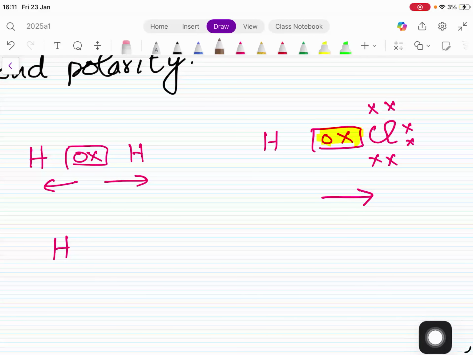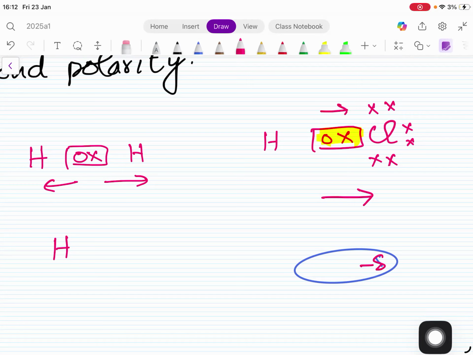Now, please mind this difference. It's not about the bond. It's the molecule that is formed here. The molecule of HCl that is formed here will have a partial or slight negative charge on the side where the electron is close, and a slight positive charge on the side where the electron is away. So it's not about the bond, it's about the resultant HCl molecule.